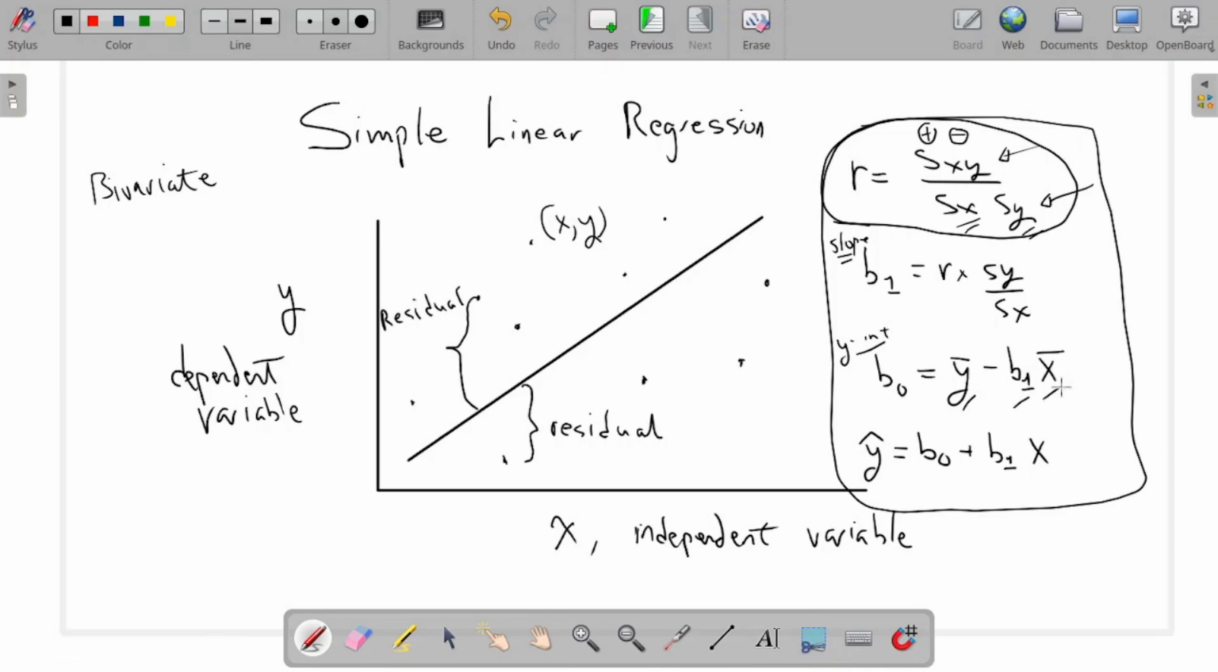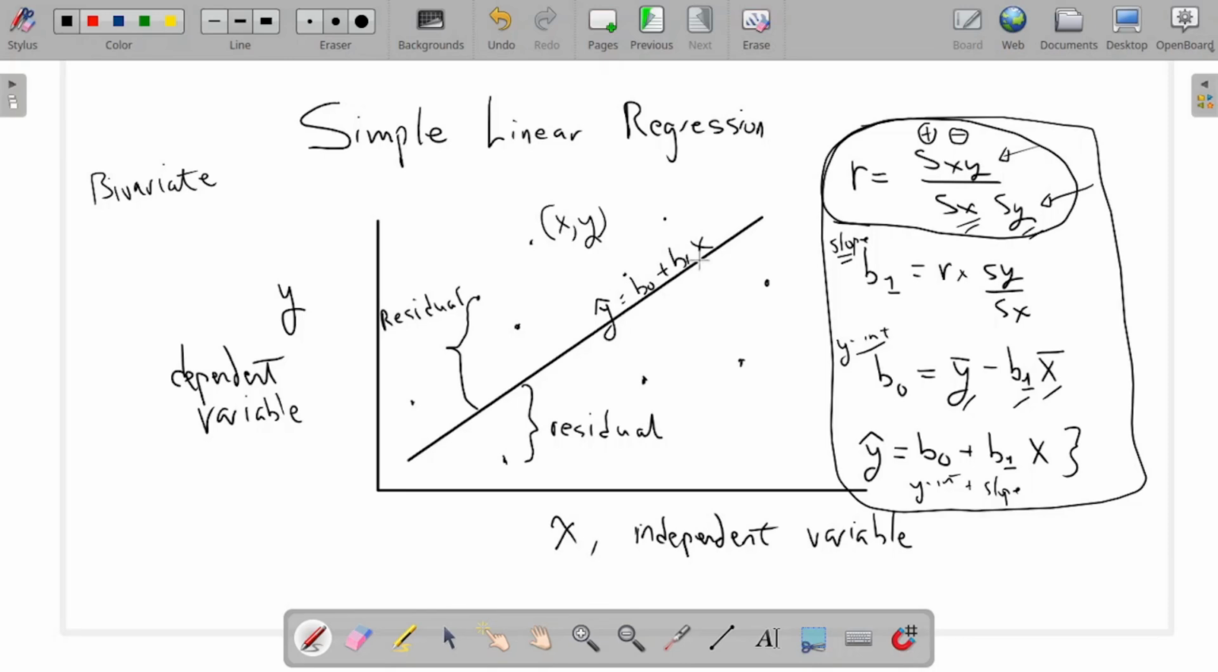Taking these three values then, and coming up with beta 1 and beta 0, we can write the regression equation: y hat is equal to the y-intercept plus the slope times the independent variable x. And that's the equation of this line. Let's put it on here. Here's y hat is equal to b sub 0 plus b1 times x.